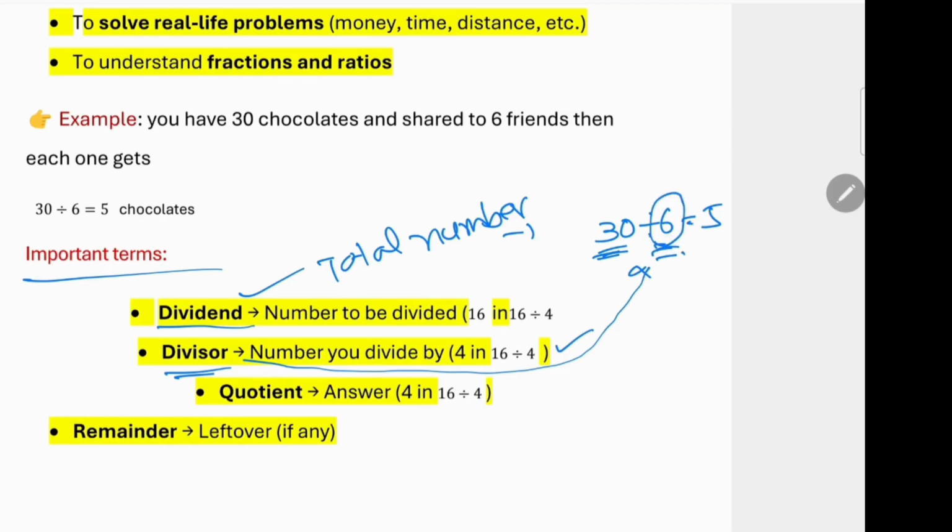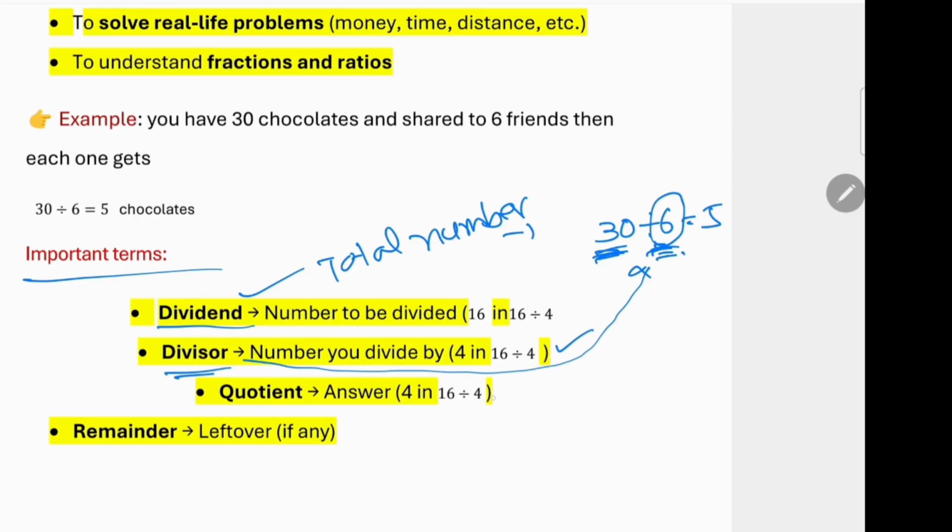I repeat again, the important terms of division. The first one is dividend. Dividend means the total number. So it is the total. And divisor. Divisor means the number we divide with. Here 6 is the divisor. It tells how many parts we have to make.